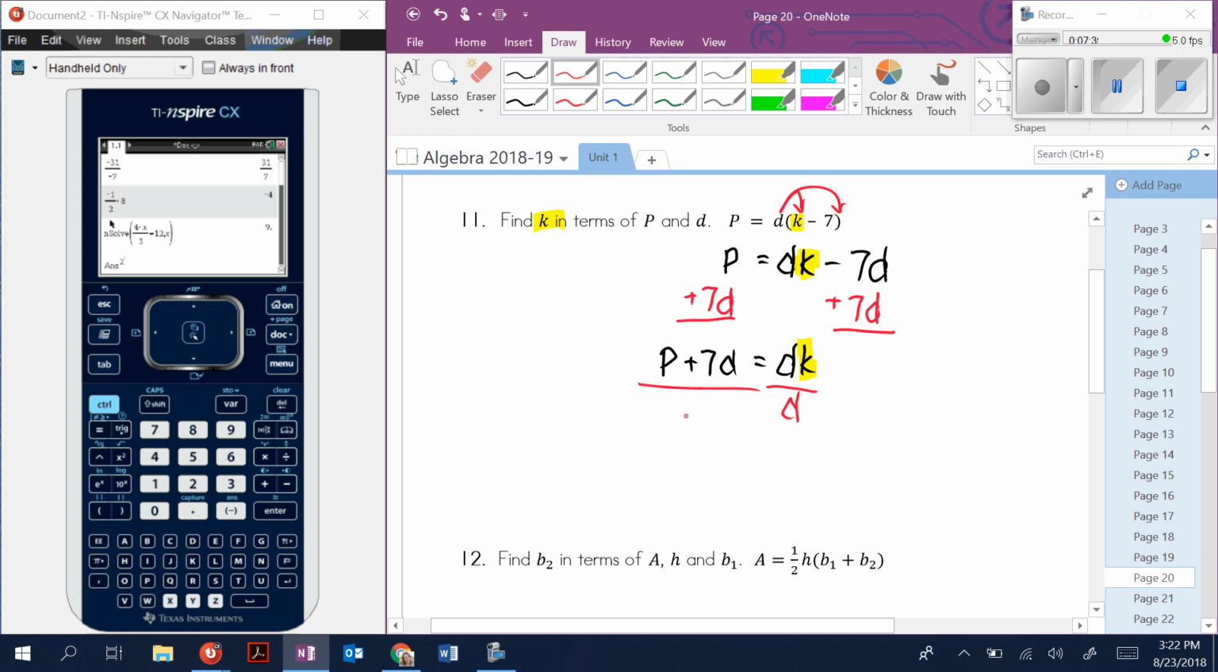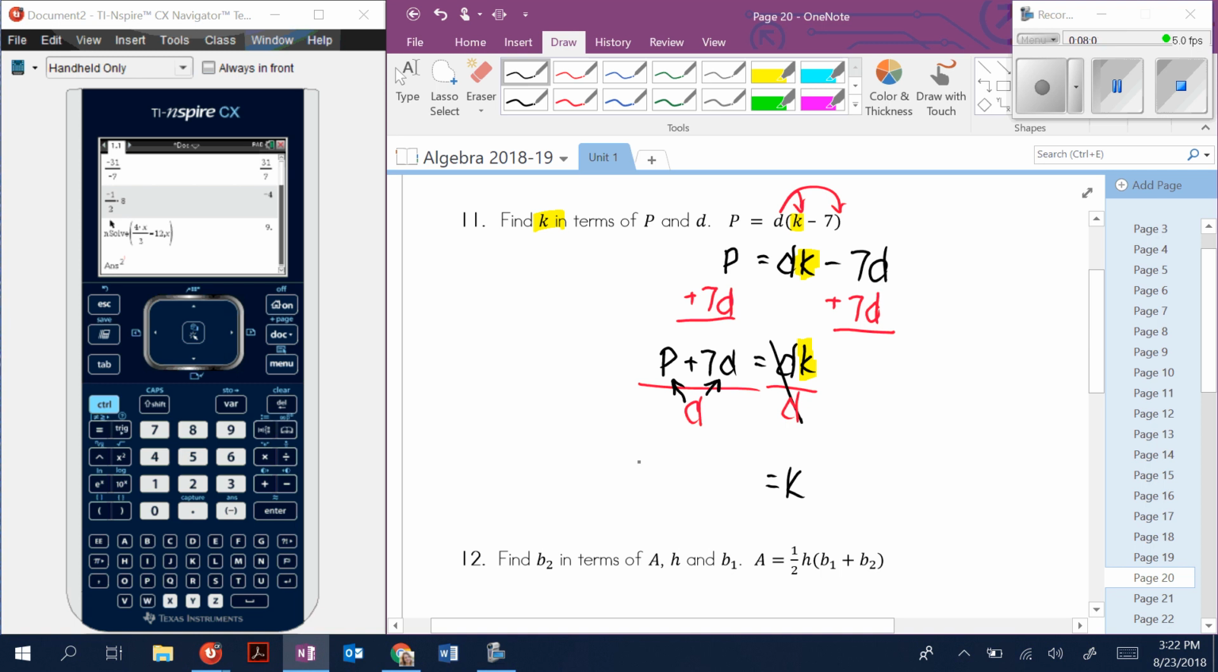Divide everything by d. There's a couple of different ways that we could do this question, and it might be shown in a couple of different ways, so I just wanted to show you. First of all, the right-hand side is easy. d divided by d cancel out, so I'm just left with k. Now, I can actually divide d into both of these two terms in my numerator.